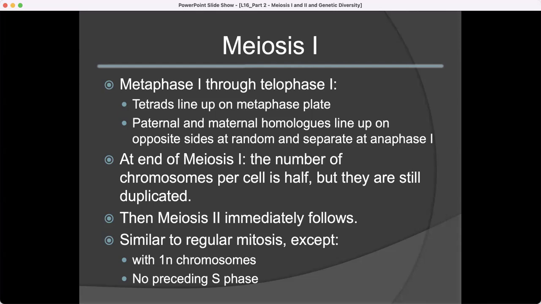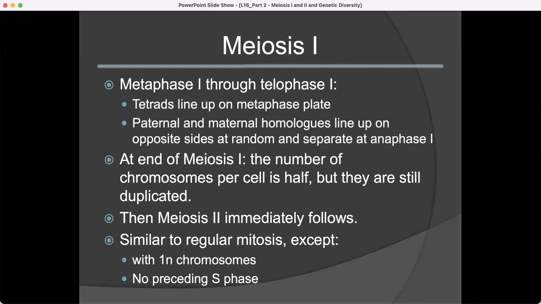Metaphase 1 occurs very similarly to what we've seen in mitosis, where the genetic material is going to be lining up on the metaphase plate. However, because we are dealing with metaphase 1, we're going to be discussing the tetrads. We have the formation of tetrads in prophase 1. So in metaphase 1, these tetrads are going to be lining up on the metaphase plate. When we have anaphase 1, we are going to be separating out those tetrads, meaning we're going to separate out the homologous chromosomes.